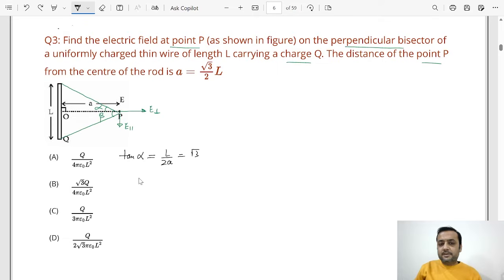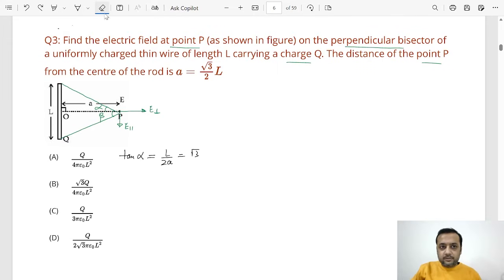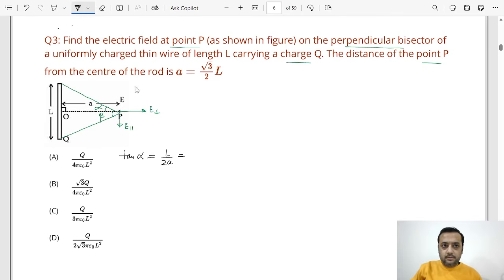Sorry, it is 1 by root 3, not root 3, my bad. 1 by root 3. Okay, so alpha becomes how much? Alpha becomes 30 degree. Similarly, what is the value of beta? So beta is also L by 2 upon A. So this is also 1 by root 3. So beta becomes 30 degree. That means alpha and beta both are equal.